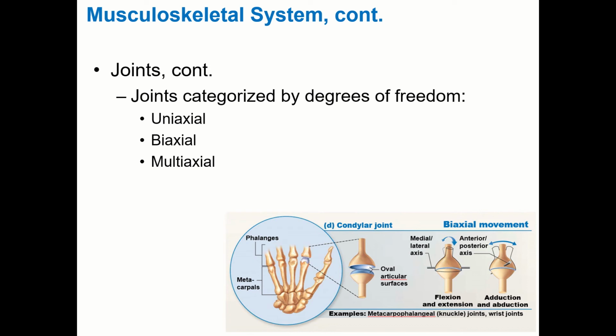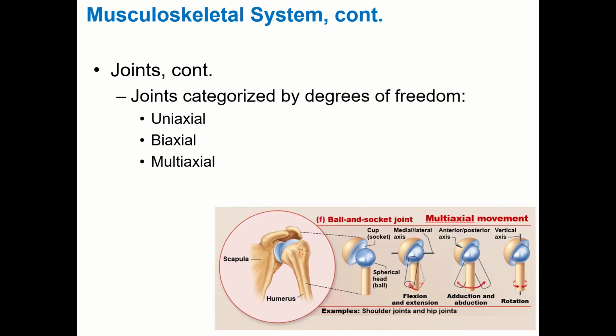And then multiaxial joints move in all 3 planes. So those are usually your ball and socket joints. So things like joints like your shoulder and your hip. So the glenohumeral joint is your shoulder, acetabulo-femoral joint is your hip. And so both of those joints can flex and extend in the sagittal plane. They can abduct and adduct in the frontal plane, and then they can rotate medially and laterally in the transverse or horizontal plane. So they can move in all 3 planes. They have 3 degrees of freedom and thus are multiaxial.